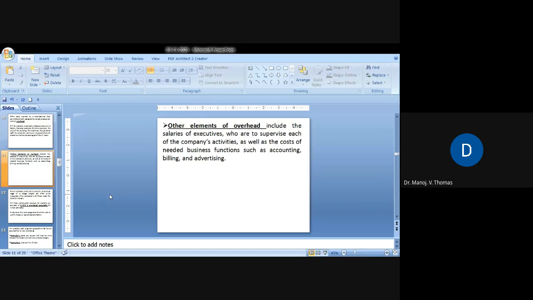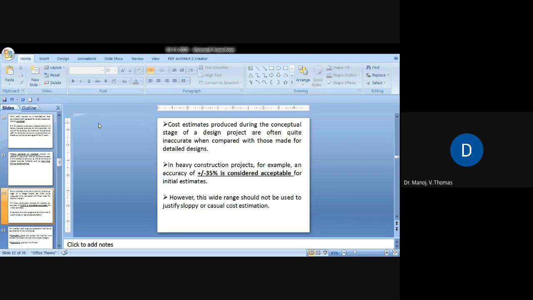Other elements of the overhead cost include the salaries of executives who supervise each of the company's activities. There will be people who monitor the company's activity, and supervisors, as well as the cost needed for accounting, billing, and advertising. Accounting, billing, and advertising costs are also in the overhead cost. We need to advertise, and we need to have accounting people. The accounts department is the same for the company, irrespective of the type of product manufactured. There may be 21 or more products being manufactured, and they are all handled by the same accounts department and the same billing department. We need to pay salaries for them, and advertising costs also. So these are the other elements of the overhead cost.